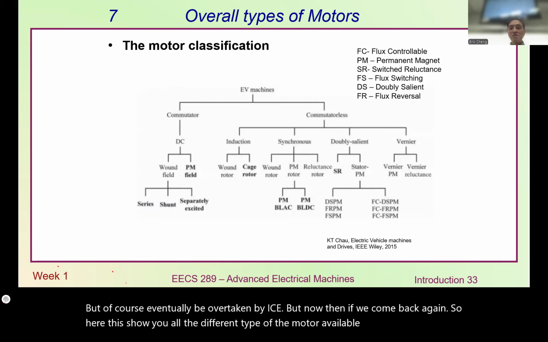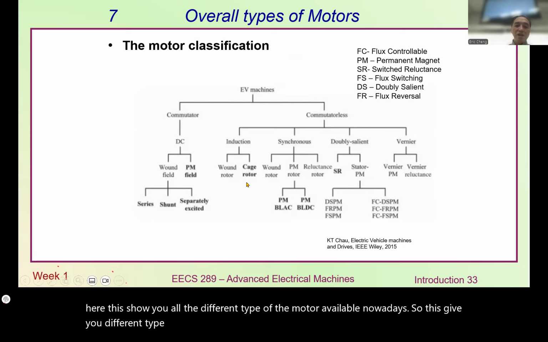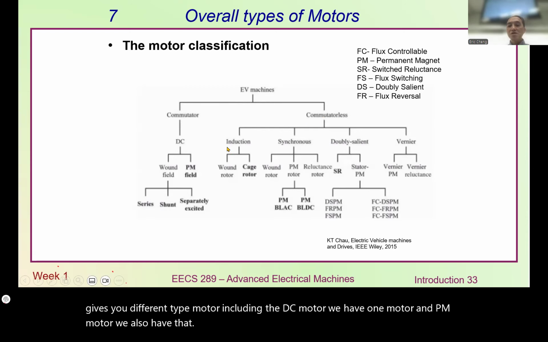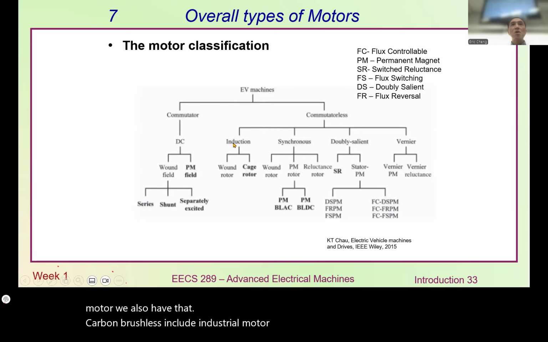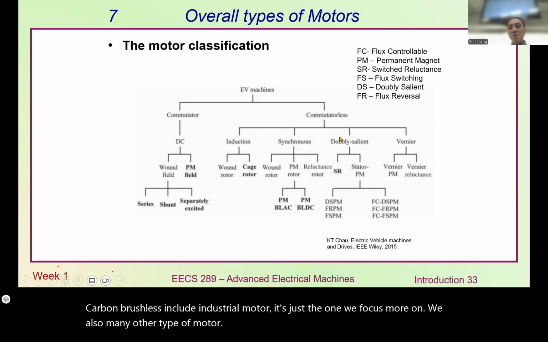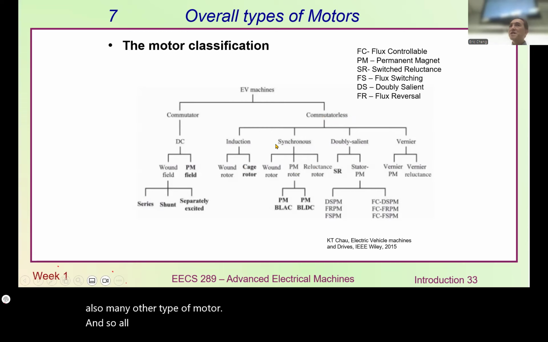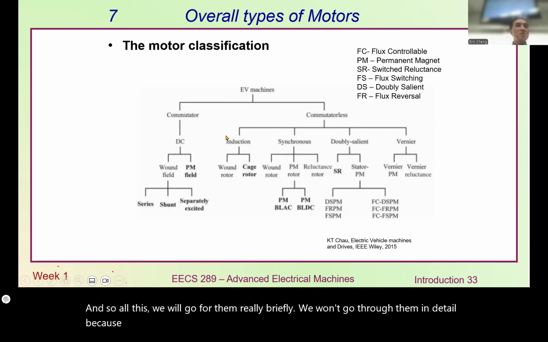They give you different types of motor, including the DC motor, we have RAM motor and PM motor. We also have the brushless motor, including induction motor. That's the one we focus more on. We also have many other types of motor. All of these, we'll go through them really briefly. We won't go through them in detail because mainly induction motor is the key thing we try to learn here.